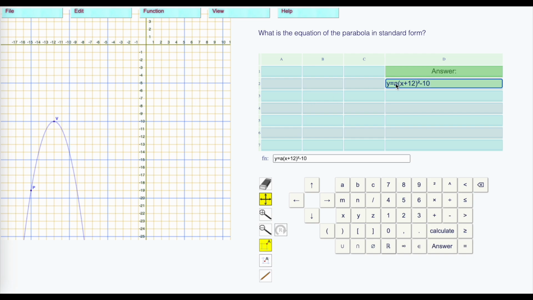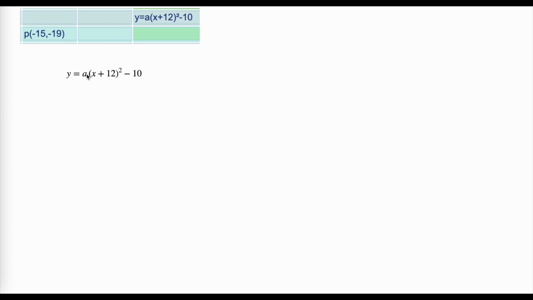We need to find what the a is. We have a point P. The point P is at (-15, -19). So we have these two bits of information, and I'm going to solve for a. Here's my equation, y equals a times (x plus 12) squared minus 10. And we know it's going through this point, (-15, -19). I'm going to replace the y with negative 19 and the x with negative 15.